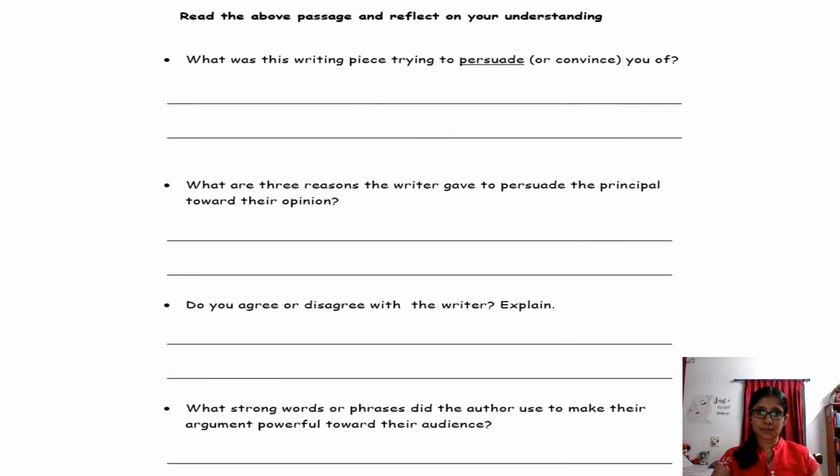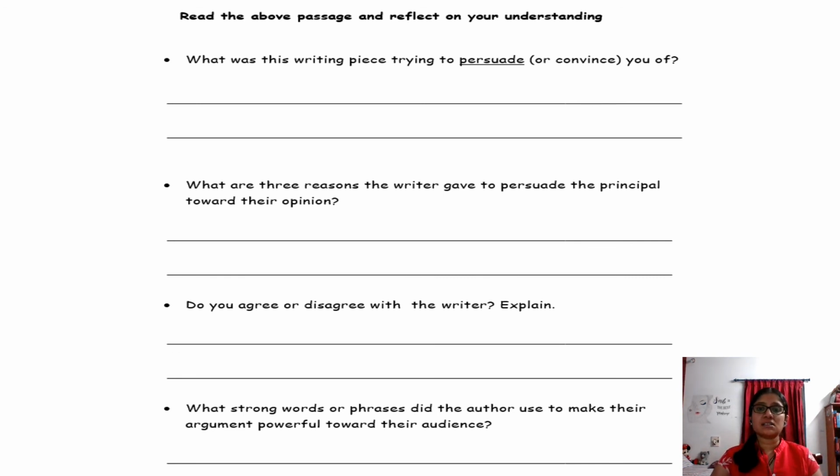Okay. So in the next page you can see certain questions here, because this is to test your reading comprehension. Once you read, whether you understood or not, that is tested through these questions. So what you have to do is, once you read this passage, just answer this question. So what was the writing piece trying to persuade or convince you of? So what was he convincing about? Why was he talking to the principal, and about what? That is the question about.